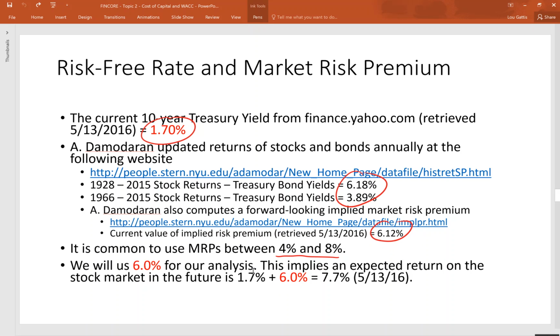So if Treasuries are currently 1.7%, and we estimate that the total stock market is going to return about 6% above that, that means my estimate for the stock market is about 7.7%. This line of thinking allows you to think about your expected return on the stock market. And this is probably a reasonable guess, a little over 7, or between 7 and 8%.